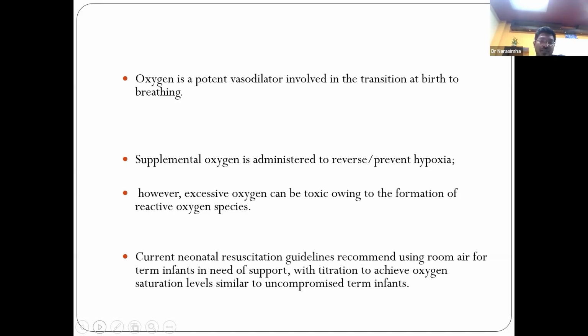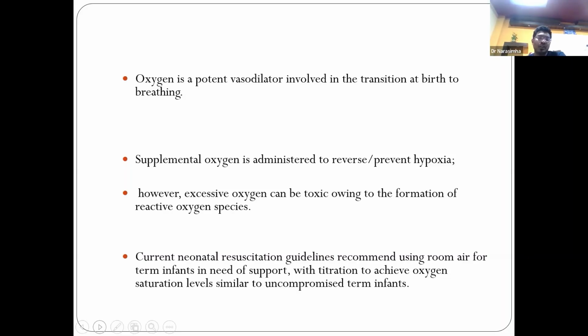However, as I said before, oxygen can be underused or overused, and either will cause a lot of issues. One of them is the formation of reactive oxygen species. This is the most important thing, because if you use too much oxygen, it can cause ROS and more. So the current resuscitation guidelines recommend using room air for term infants in need of support. If any term infant needs support in the labor room, we first start with room air FiO2, with titration to achieve an oxygen saturation level similar to an uncompromised term infant.